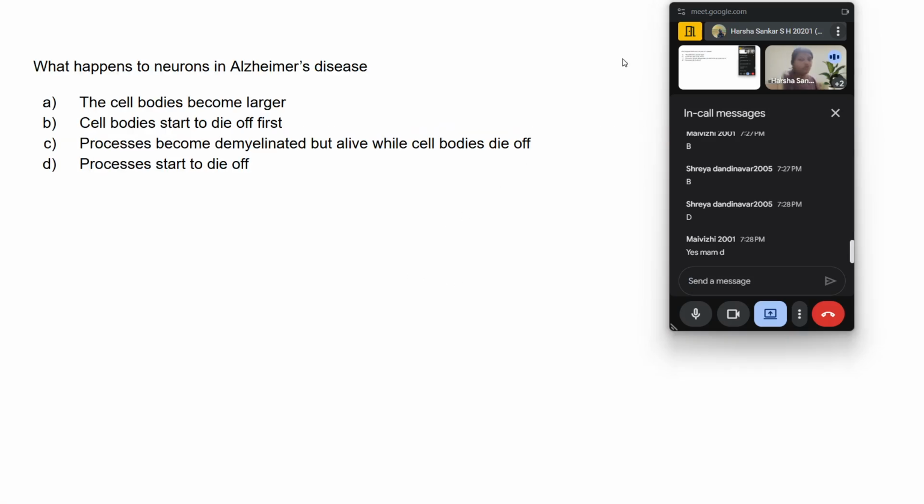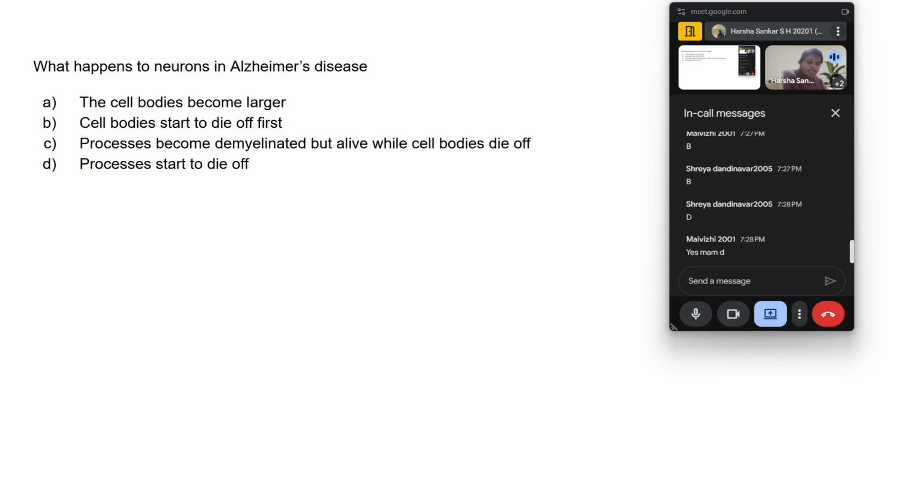What happens to neurons in Alzheimer's disease? The question is about Alzheimer's disease. We have learned this in neurodegenerative disease, that it is happening in parts of the brain. Remember, whenever we discuss a disease, remember what kind of disorder, where it is occurring, which part of the brain, what kind of neuron is getting affected, what is the peculiarity of that disorder, and what is happening there.